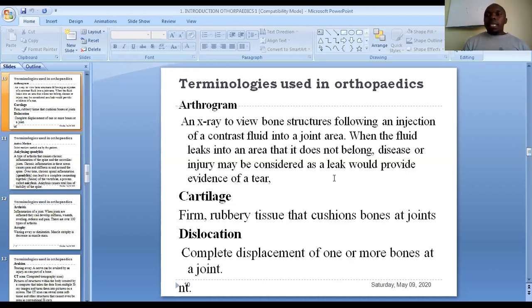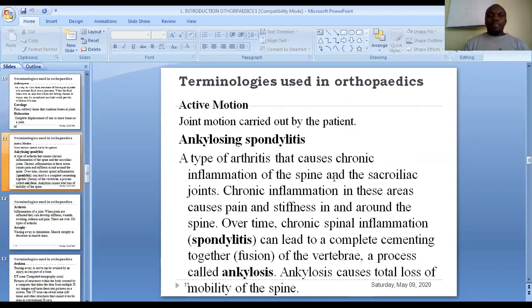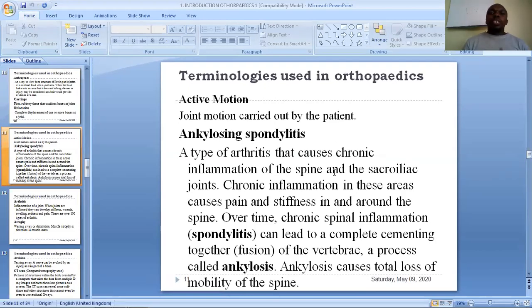The word to pay attention to is complete. What if the displacement is not complete? What is the rightful terminology for that? We'll meet it somewhere as we go down. But here, get it clear that dislocation is a complete displacement of one or more bones at a joint. The other terminology to understand is active motion. What is this? This is simply joint motion carried out by the patient.